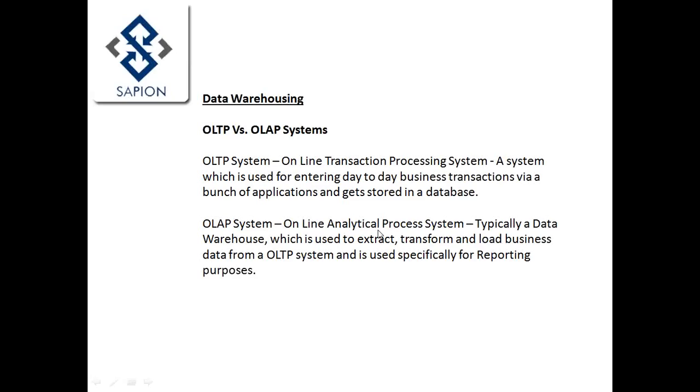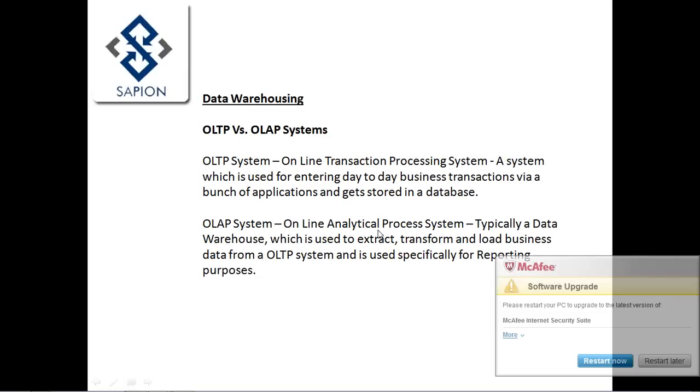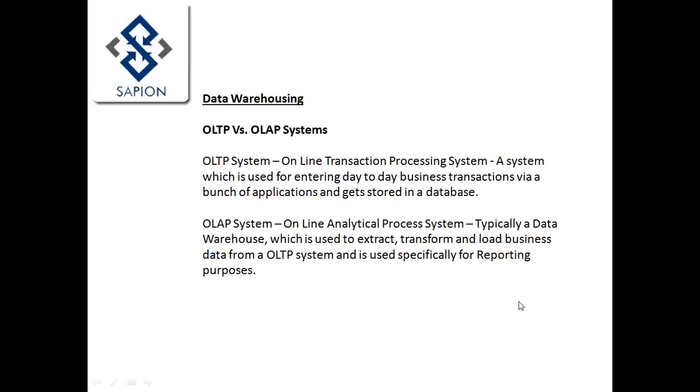And when you load it to a data warehouse, what is it that we are going to do from a data warehouse perspective? We are going to do reporting on top of that data warehouse. Get meaningful reports and information out of the data warehouse for decision making. All right. So that is an online analytical processing system. So now you're clear on what an OLTP system is and what an OLAP system is from a data warehousing perspective.